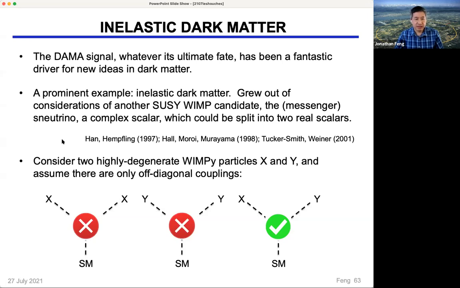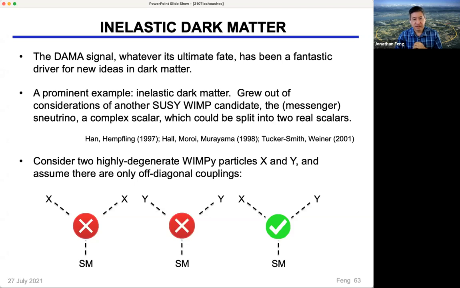And so there were papers from Hall, Moroi, and Murayama. And then Tucker-Smith and Neal Weiner really made a big deal about this. And this is viewed as the classic beginning of a lot of activity in inelastic dark matter. So what is the story? The story is extremely simple, okay? It's amazing how one can make little tiny modifications to your dark matter theory and change the implications drastically.